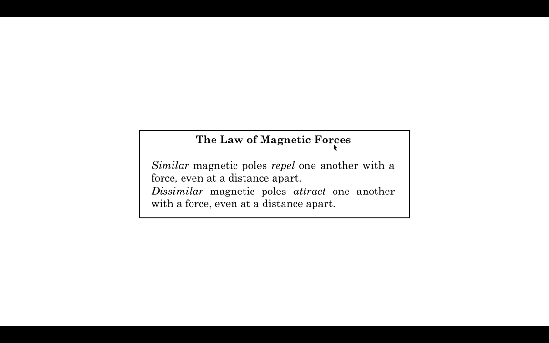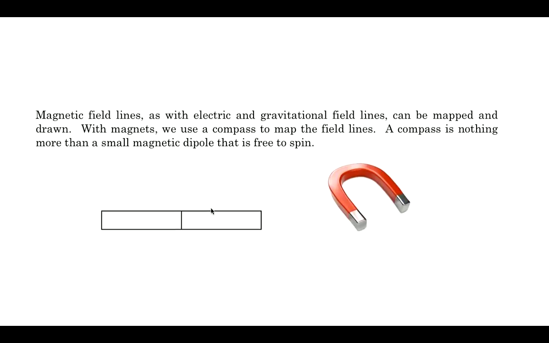But basically, the law of magnetic forces states that similar magnetic poles repel one another, and dissimilar magnetic poles attract one another. Okay, so we knew that from before. That's kind of a recap of some pretty common science that you are probably very well aware of. And something else that you've probably done is looked at magnetic field lines, because they're very easy to recreate if you have a bar magnet or a horseshoe magnet and some iron filings.